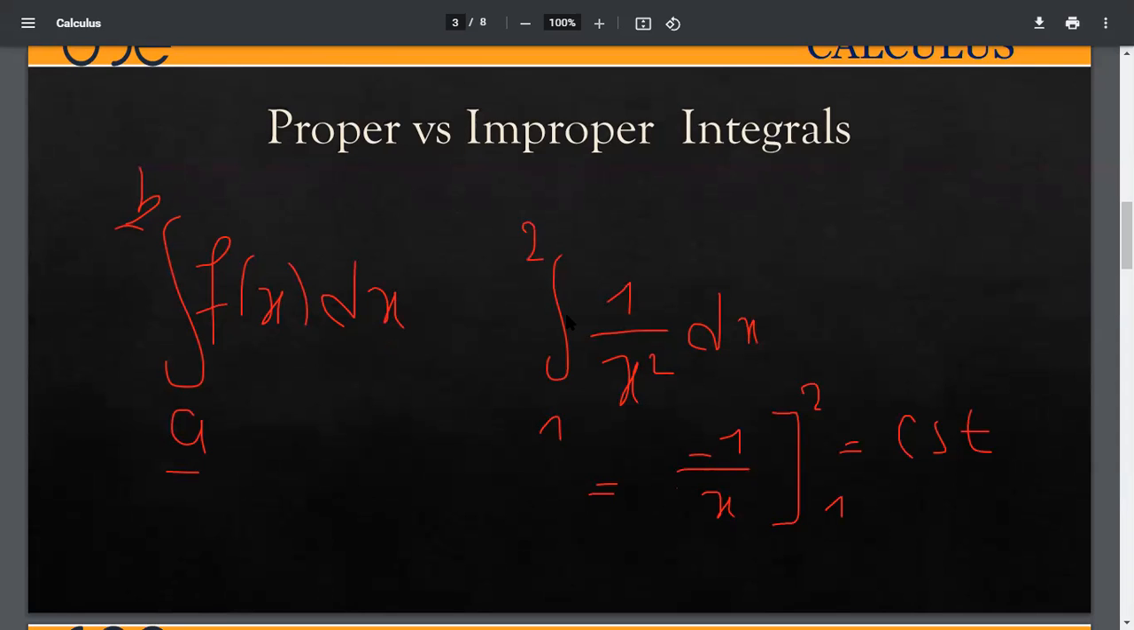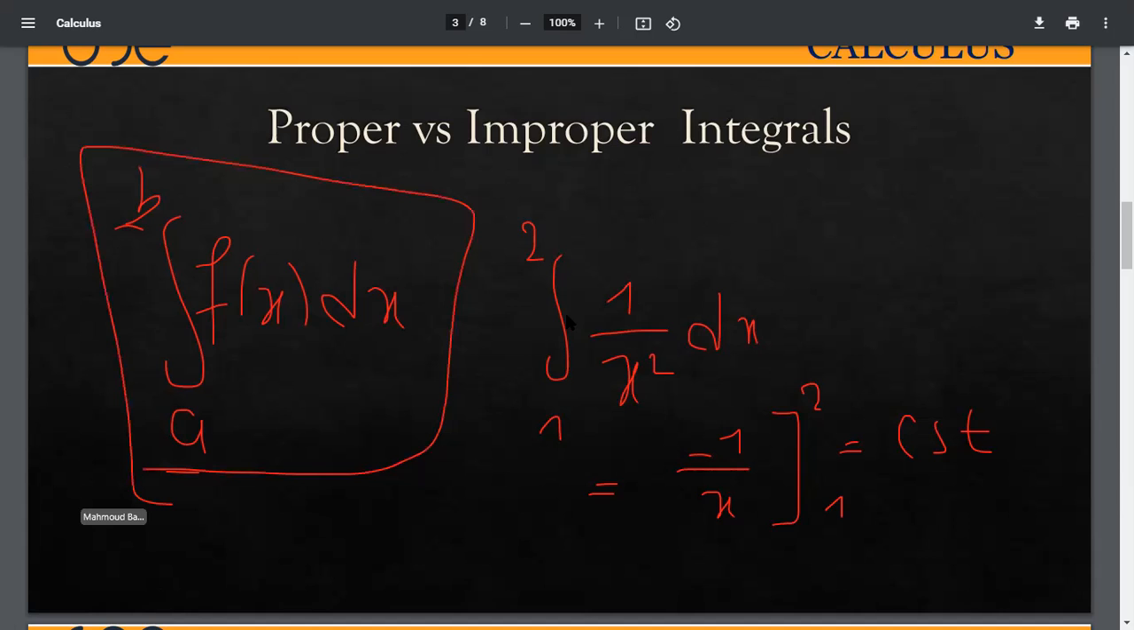So this type is a proper integral, and it's proper because the boundary terms I'm choosing for this integral don't cause any trouble in evaluating. I don't have infinity, I don't have zero. So what will happen if I had zero? I will have zero here, so that doesn't work well for me.